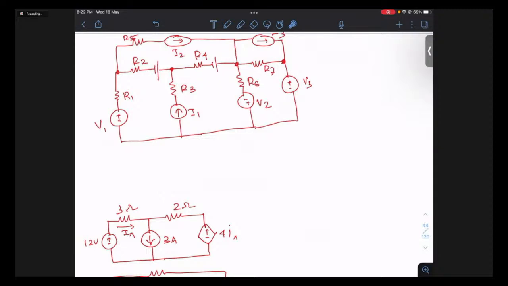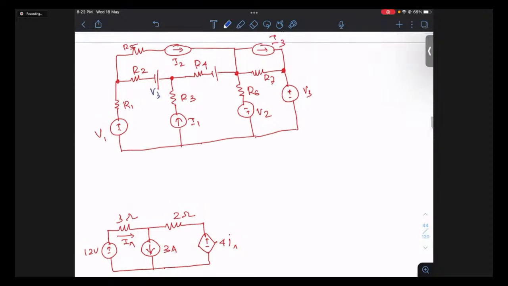So this is the circuit I have taken only for you, to explain. Let's call this V3. Let's call this V4. We shouldn't be telling V3. Let's call this V5. So this is the circuit, and I want to write the nodal equations.